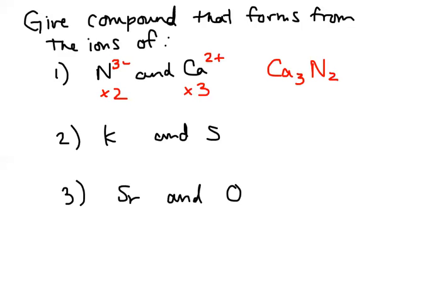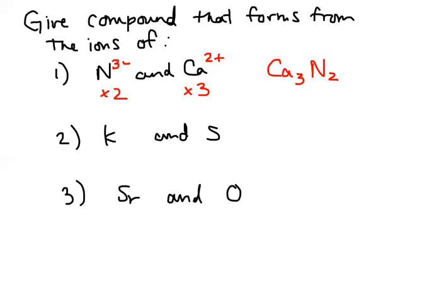I want to be very clear that this is how you write an ionic compound. Your final written out ionic compound should not include the charges, because the charges have canceled out. So don't write Ca2+ 3-, just write Ca3N2. Don't leave the charges in the final compound.